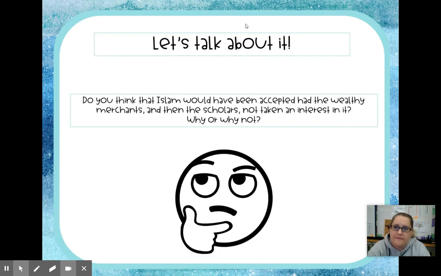All right, so quick food for thought. Do you think that Islam would have been accepted had the wealthy merchants and then the scholars not taken an interest in it? Why or why not? So if the wealthy merchants and the scholars had never taken an interest, had never started asking questions, do you think Islam would have been accepted? All right, something to think about.